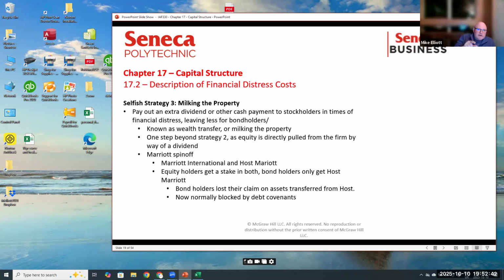When Marriott spun off, Marriott was spun into Marriott International and Host Marriott. Equity holders that were holding Marriott got a stake in both Marriott and Host Marriott. The bondholders, however, only got a stake in Host Marriott. They didn't get a stake in Marriott International. They lost their claim on the assets being transferred.